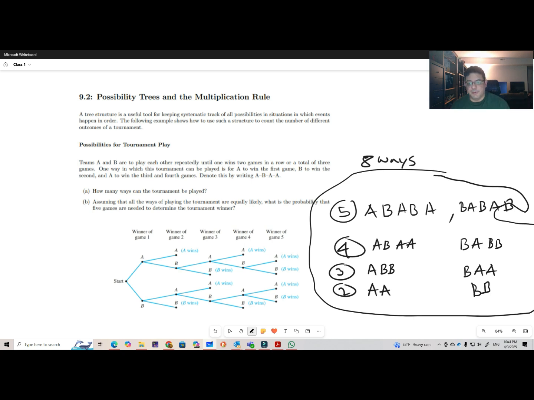Now, question B is: assume that these are all the ways that we have for the tournament to play out. What is the probability that 5 games are actually needed? The probability of 5 games is the number of ways that we have 5 games over the total number of outcomes. The total number of outcomes is 8, we just found them here, and the number of ways that we get 5 games is 2. So this is 2 out of 8 possible outcomes.